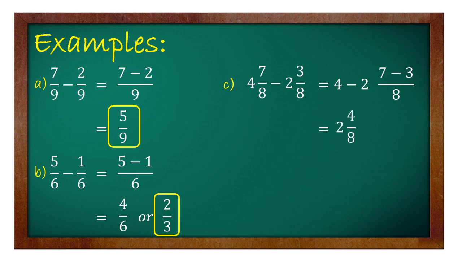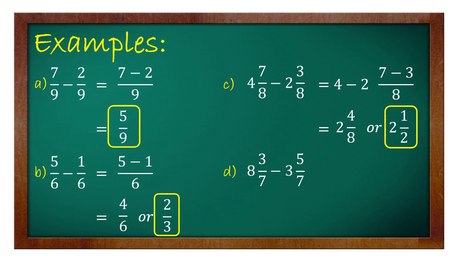So, 4 minus 2 is 2. 7 minus 3 is 4. And then, copy the denominator 8. So, yung 4 over 8 natin, meron pa siyang lowest form. So, that is 2 and 1/2. So, that's the difference now.